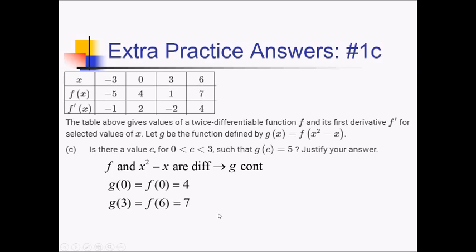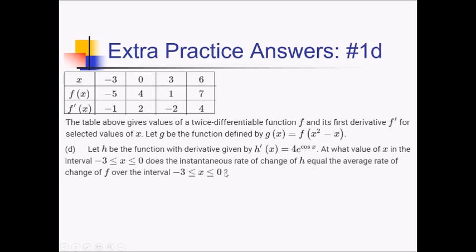That's 7. 4 is less than 5 is less than 7. 5 is between 4 and 7. So therefore, by the intermediate value theorem, we're guaranteed that g of c equals 5 for some c value on the open interval from 0 to 3.